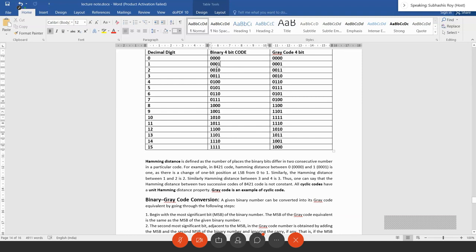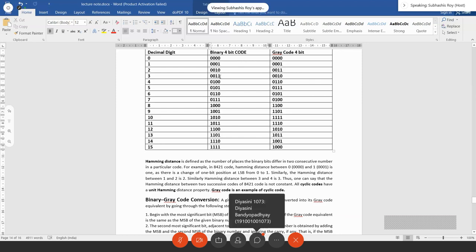So that means two bits have been changed, so the Hamming distance is 2. Okay, let's go to the next one, 2 to 3. From this combination you can see the Hamming distance is 1. Okay, so 3 to 4, again the Hamming distance is 3.